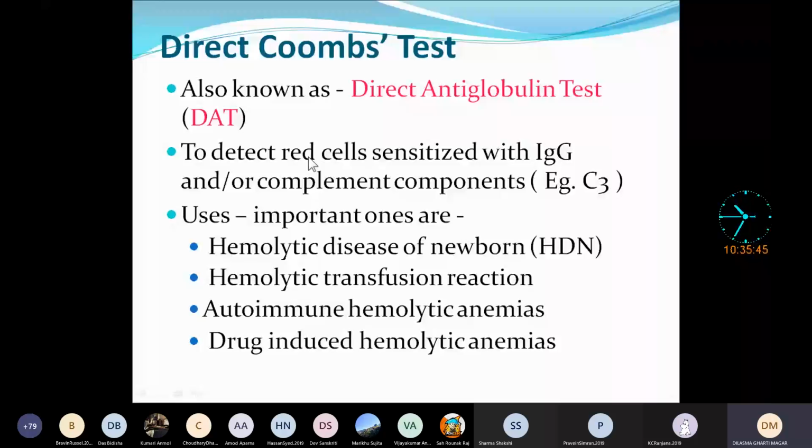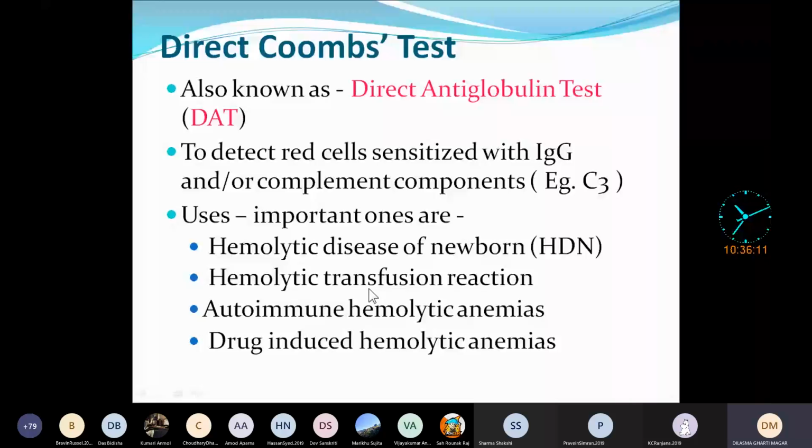Red cell sensitized means now this immunoglobulin G or this complement C3 is attached on the surface of the RBC. So the Coombs test is important for the hemolytic disease of the newborn, which we talked a little bit yesterday. And then hemolytic transfusion reaction. Hemolytic transfusion reaction means after the blood transfusion, there may be hemolysis. So that time we will do this Coombs test.